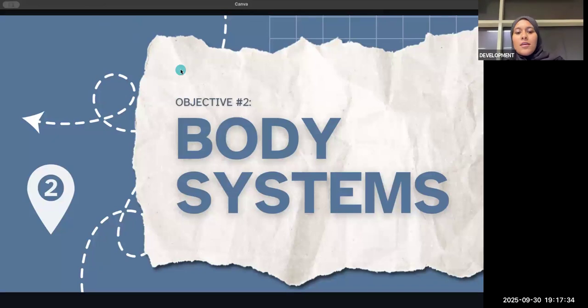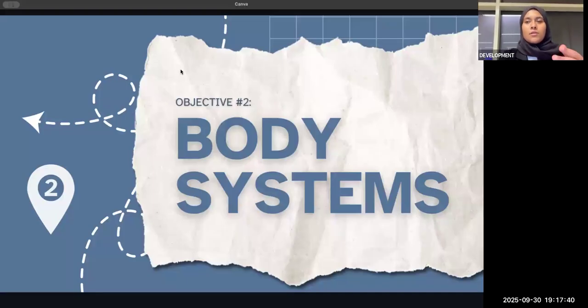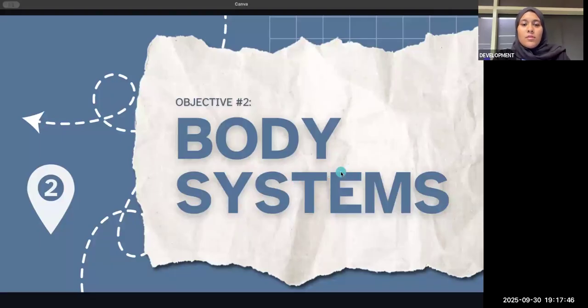Okay, hello guys. So now that we've talked all about the simple anatomy, let's dive deep into the actual anatomy. We're going to talk about body systems, and first of all, we'll start with the MSK system. The first thing we'll talk about is muscles.